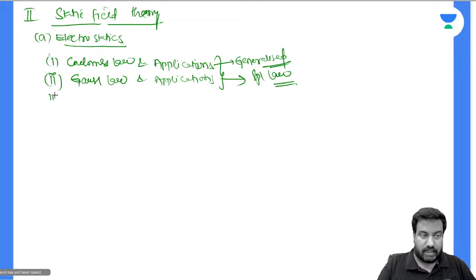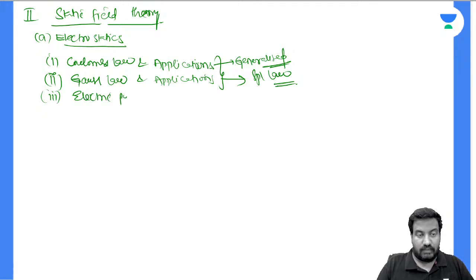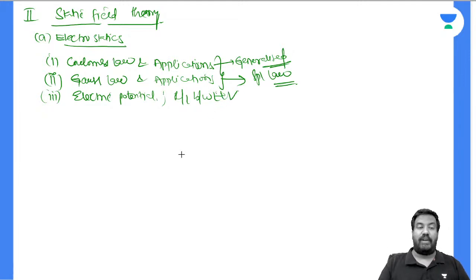Besides this, we have seen topics like electric potential, relation between E and V. These are some of the topics. Along with that, we also discussed work done and energy density.